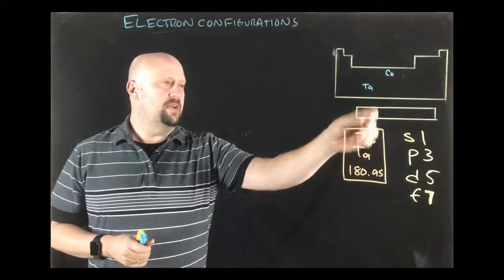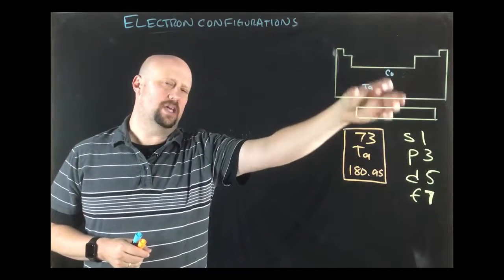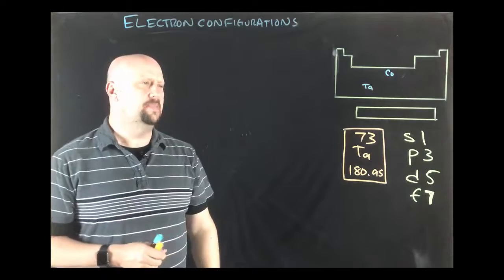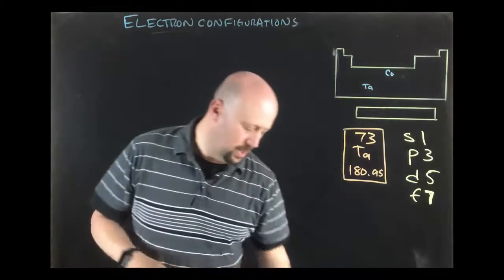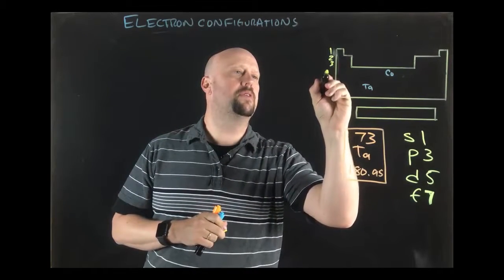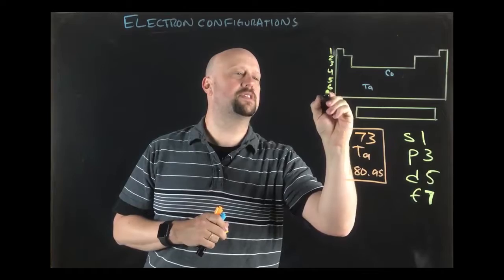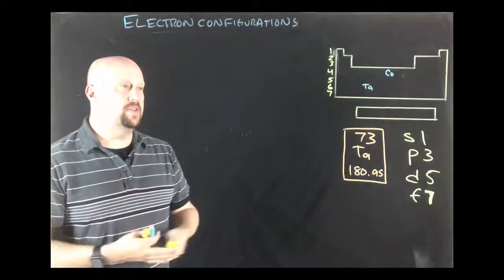So 73 is way on down. We're in the D block here. Okay, so we're in that valley of the periodic table. So I know I'm going to end in D. And specifically, if you look down the side of the periodic table, there are numbers down the side. So there's 1, 2, 3, 4, 5, 6, 7. Remember that those are your periods, and those correspond to the energy level.